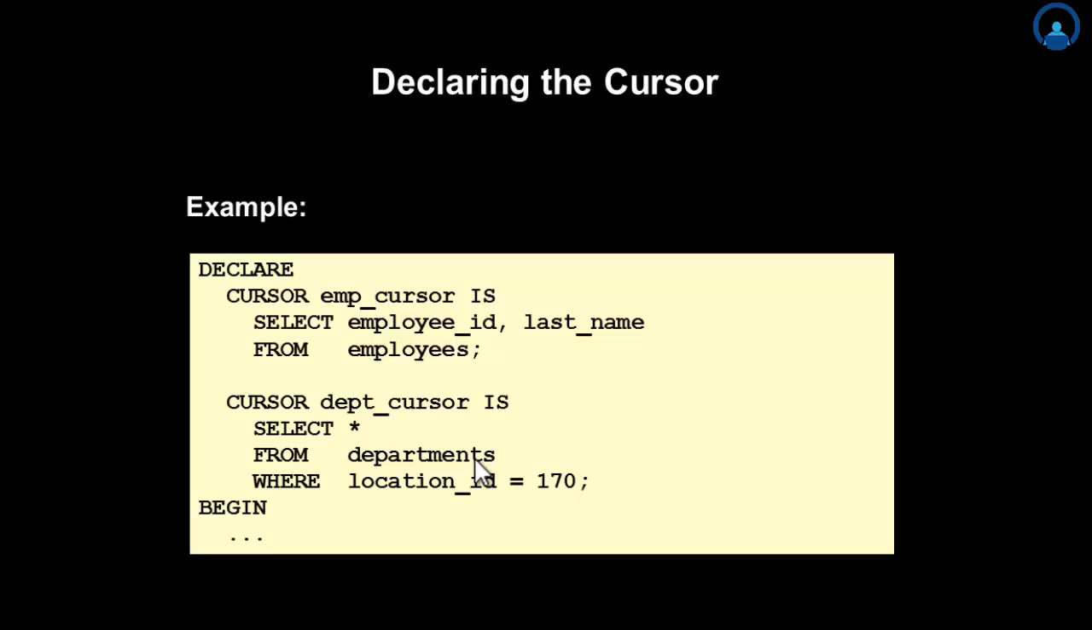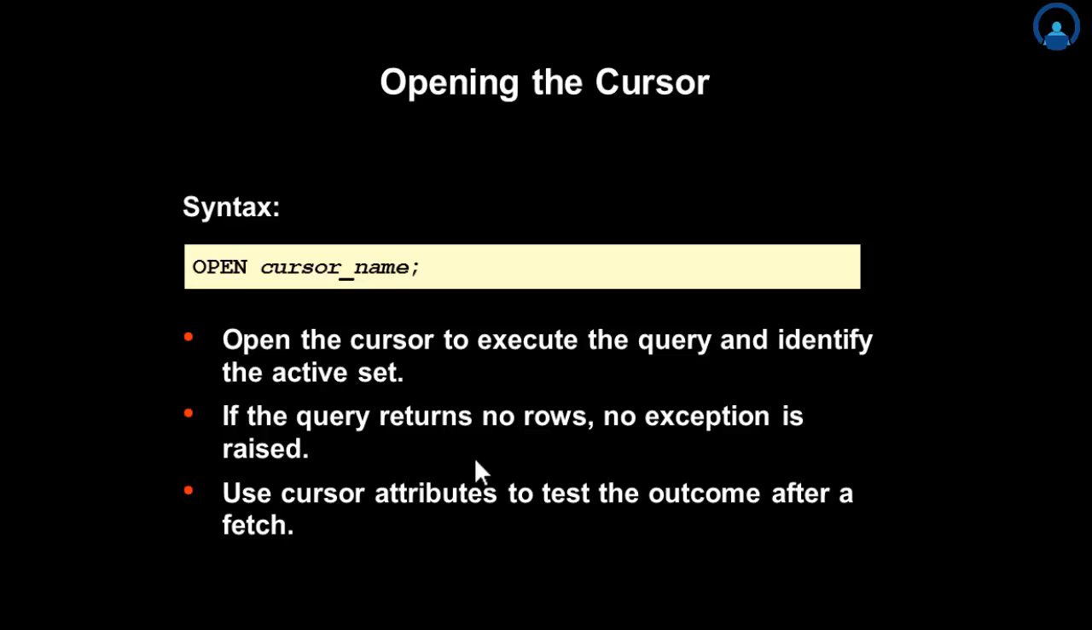Then cursor emp_cursor is SELECT employee_id, last_name FROM employees. Then we can begin the cursor, select the values, and then store them in the variables which were declared. Fetching the values retrieved by the cursor into the variables declared in the declare section is covered later in the session. Now let's move on with opening the cursor, or the OPEN syntax.